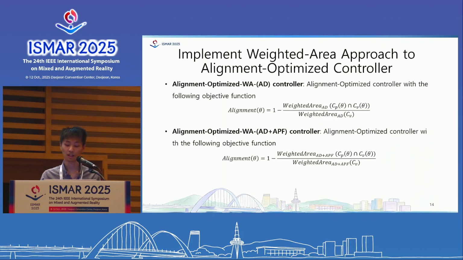After explaining how the alignment optimizer controller works, let's see how we integrate the weighted area approach. The integration is actually very straightforward. In the original objective function, we just simply replace the polygonal area calculation with the weighted area formulation I just introduced. And this leads to two new controllers: the AD version, which uses only angle and distance weighting, and the AD plus APF version, which additionally incorporates APF information. Both versions optimize their objective function to determine the steering direction, and then use this direction to set RDW gains for subtle steering.